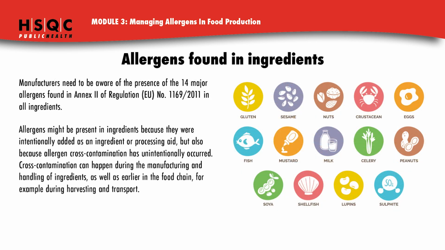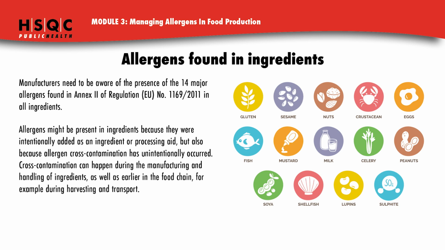Allergens found in ingredients. Manufacturers need to be aware of the presence of the 14 major allergens found in Annex 2 of Regulation EU No. 1169/2011 in all ingredients. Allergens might be present in ingredients because they were intentionally added as an ingredient or processing aid, but also because allergen cross-contamination has unintentionally occurred.